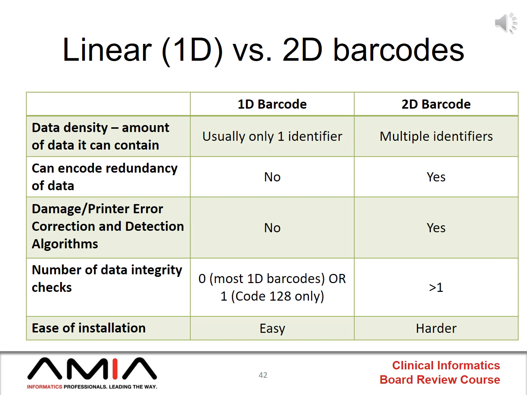The vast majority of linear barcodes that exist, and this includes those UPC barcodes that you may use in the grocery store, have no data integrity checks, meaning there's nothing in the algorithm to help alert you that the barcode may have been misread. Code 128 is the standard linear barcode that is used in healthcare, and even this barcode only has a single data integrity check, which isn't very robust. By contrast, two-dimensional barcodes typically contain multiple data integrity checks, and these may occur in multiple axes of the barcode.